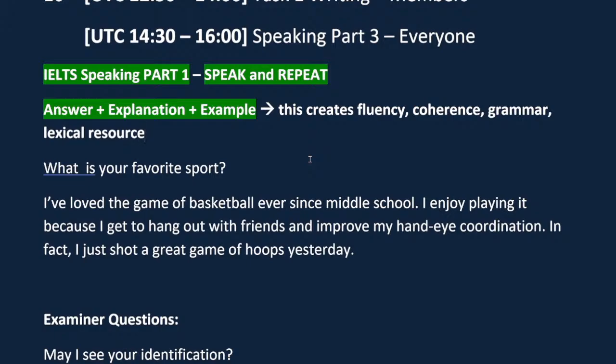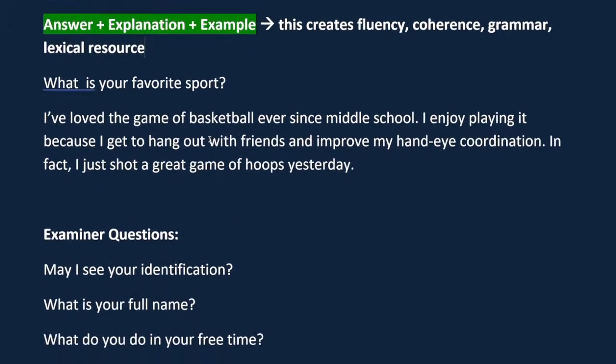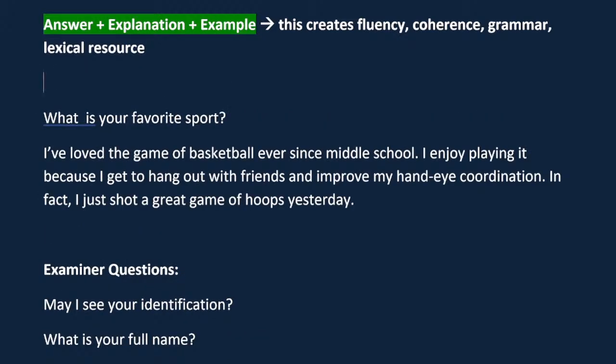Okay. Now, a really important part of this, so to create these answers, explanations, and examples, you really want to use conjunctions. Okay, and I want to target conjunctions in today's lesson. Anybody know what conjunctions are? So in the chat, let me know. What are conjunctions? So what is a conjunction in English? When we talk about conjunctions, what is a conjunction?